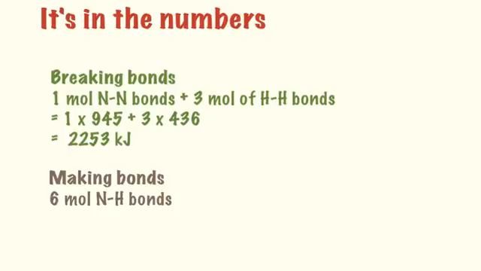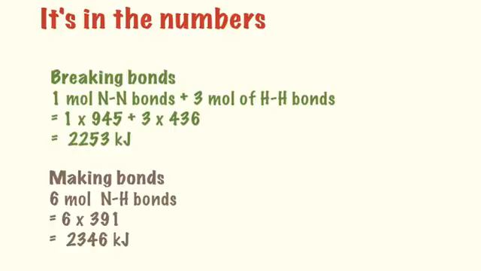Then if I do the next process, I'm going to work out what goes on with making the bonds. Each NH3 has 3 N–H single bonds. So that means I've got to make 3 moles of those bonds per molecule, so for 2 moles of NH3, I've got to make 6 moles of N–H bonds. And that's where those numbers come from. If we then do the sums, we find that each N–H bond is 391 kilojoules. So I see that in making the bonds, I have released 2346 kilojoules.